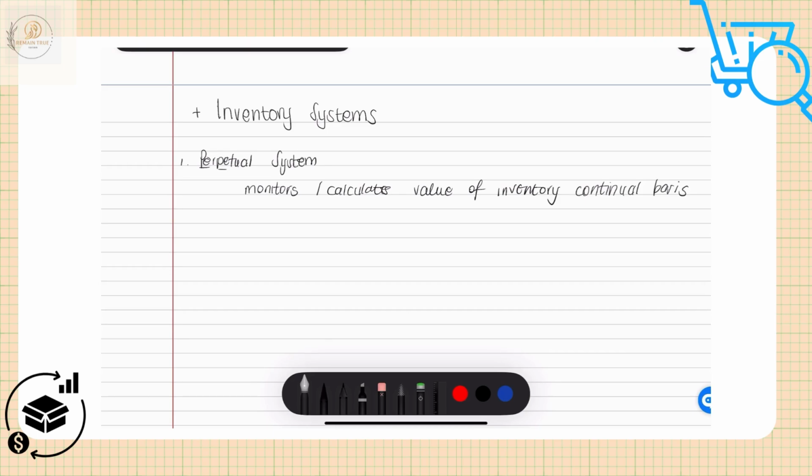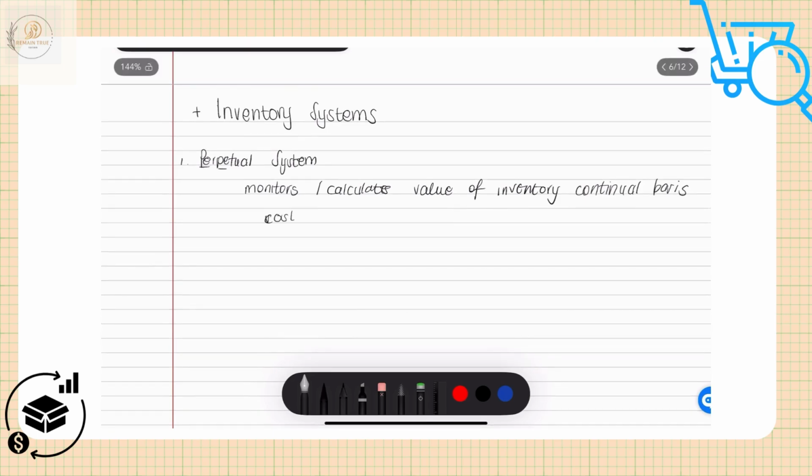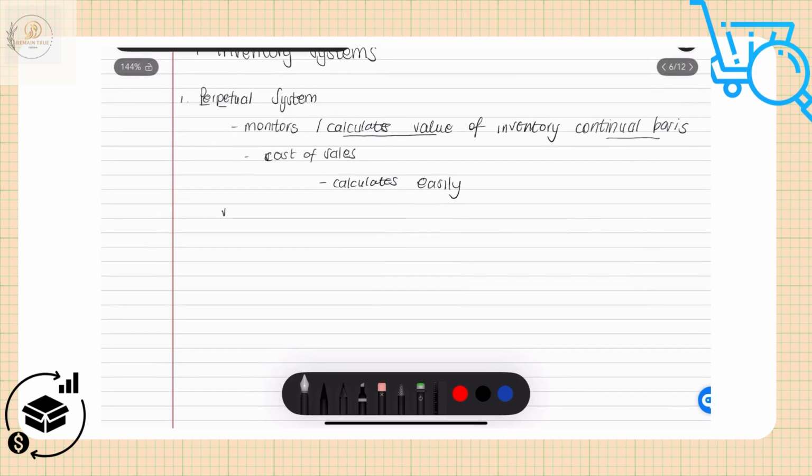So same as cost of sales. Cost of sales is a cost of inventory, cost of our goods. Cost of sales can also then be calculated easily. Why? Because we monitor or calculate inventory continuously. So at any point in time, we are able to say this is our cost of sales because it's constantly being calculated and monitored. As opposed to our periodic system.